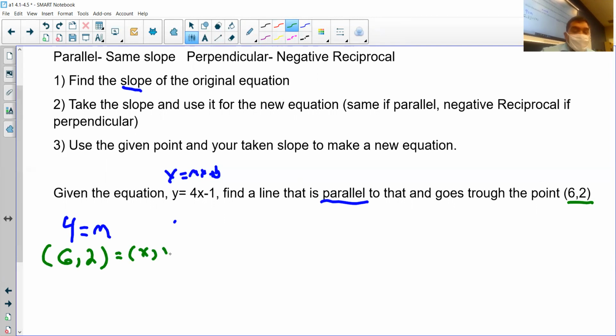Now, why would I not use the old b? Can anyone try to explain why I would not use the old b? Excellent. We're not using the old b because we're making a new line. So new line, new b. Raise your hand. Who wants to go first? Why am I putting it in y equals mx plus b form? That's why 4 equals m, yes. You're not using the old b to find a new line, no. The reason we are making a new b is because we have a new line.